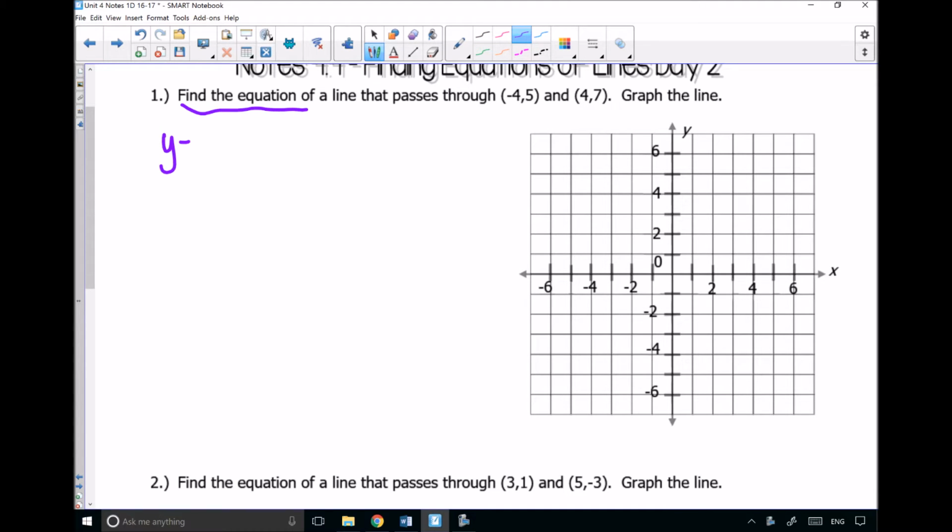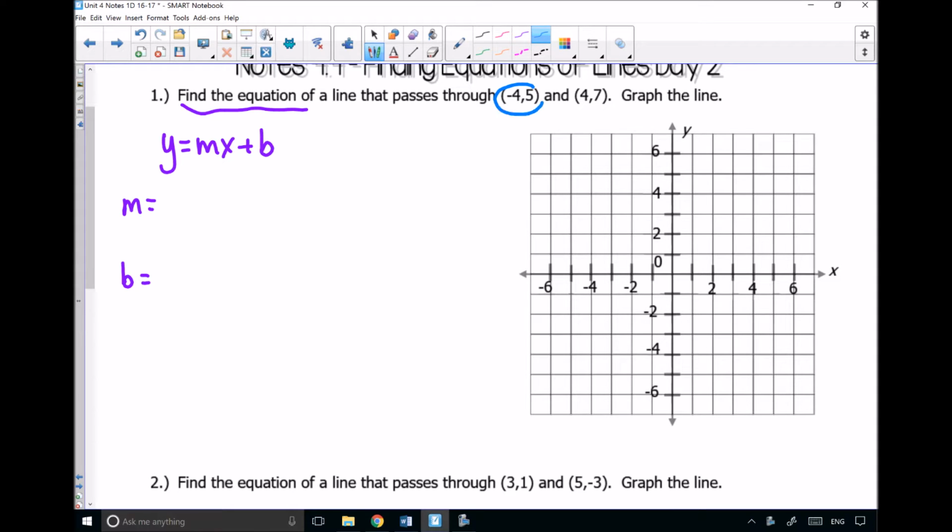So if we want to find the equation of a line, that means we have to do y equals mx plus b. Well, we need two things. We need the slope and we need the y-intercept. Do we know either piece of information? No, we don't. So let's go ahead and figure out both pieces of information.